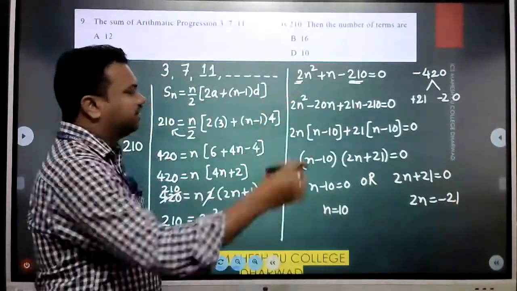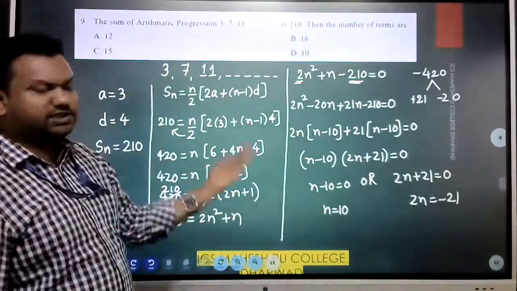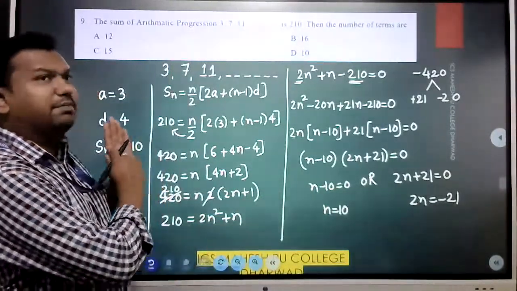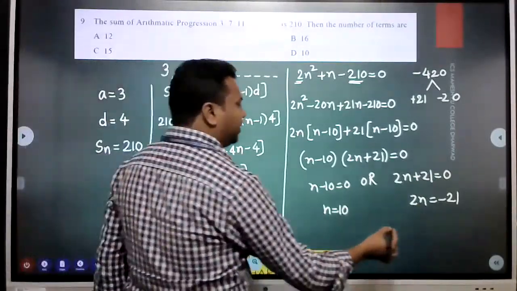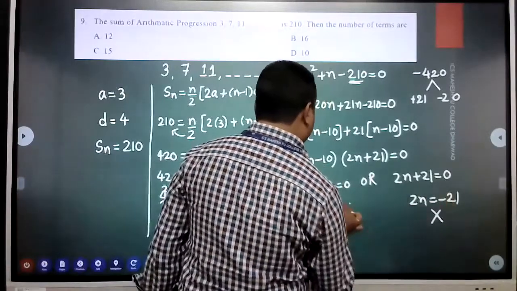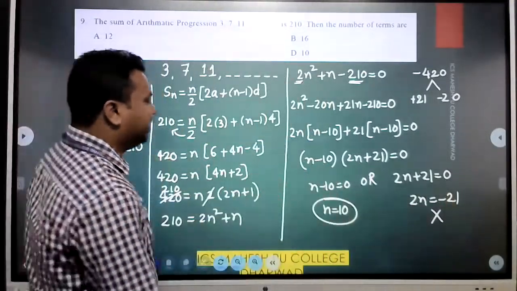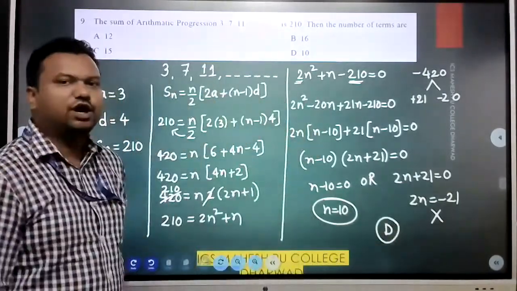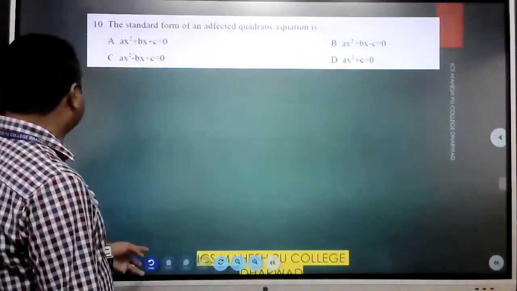Because n is a number, it cannot be negative in this case, because we have taken the first term as 3, right? So n cannot be negative. And the second thing is we have got the number of terms, which is always a positive quantity, so we are not accepting this. Cancel this. So what is the number of terms in the given arithmetic progression? 10 terms are there. As it is 10, my option is D. I'll go with option D as the right choice. Okay, let's go for the next question.